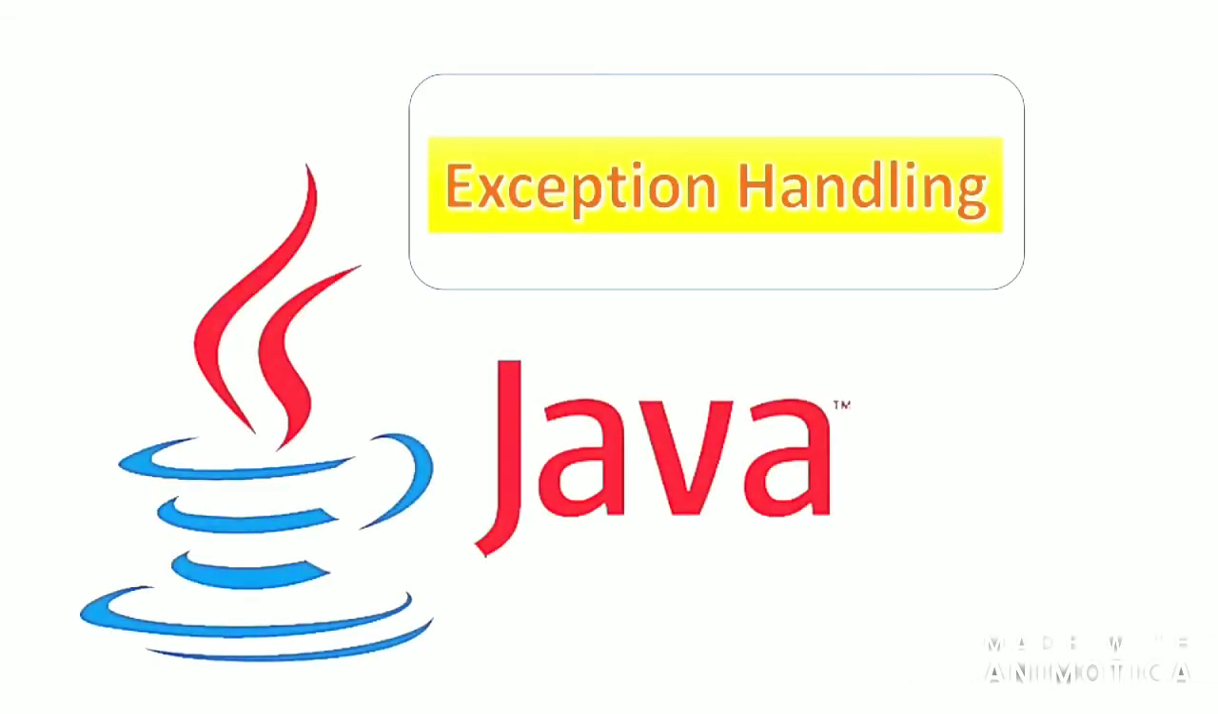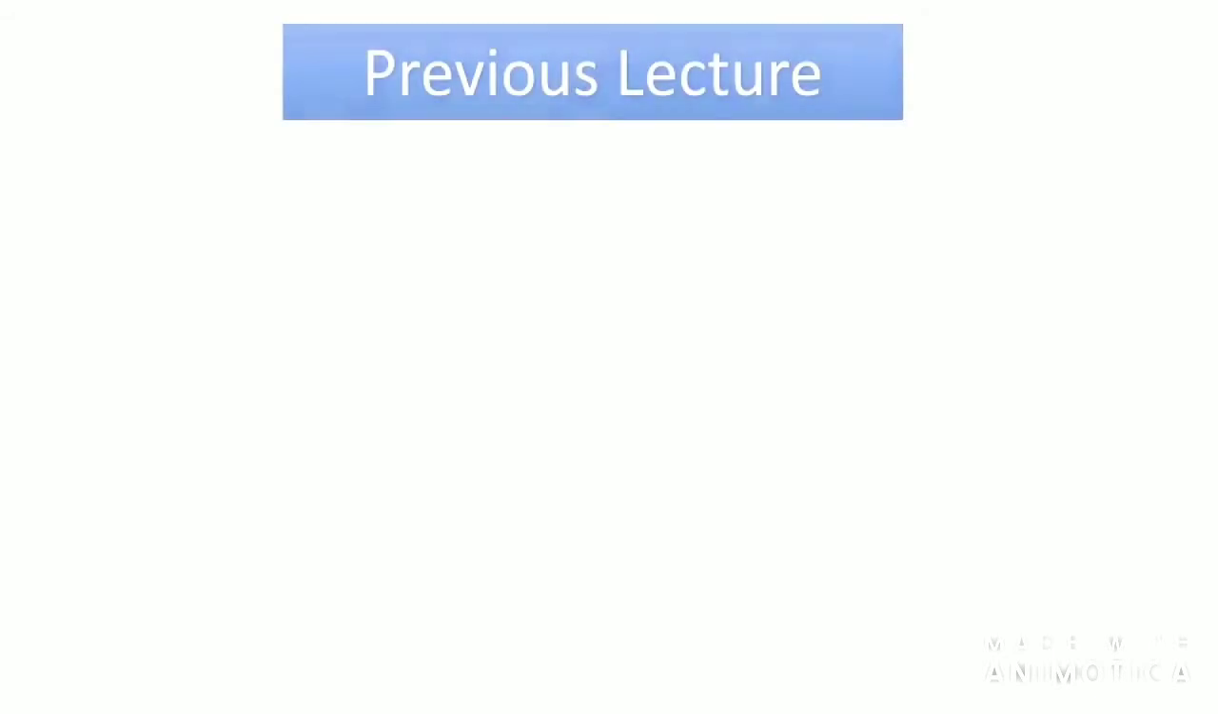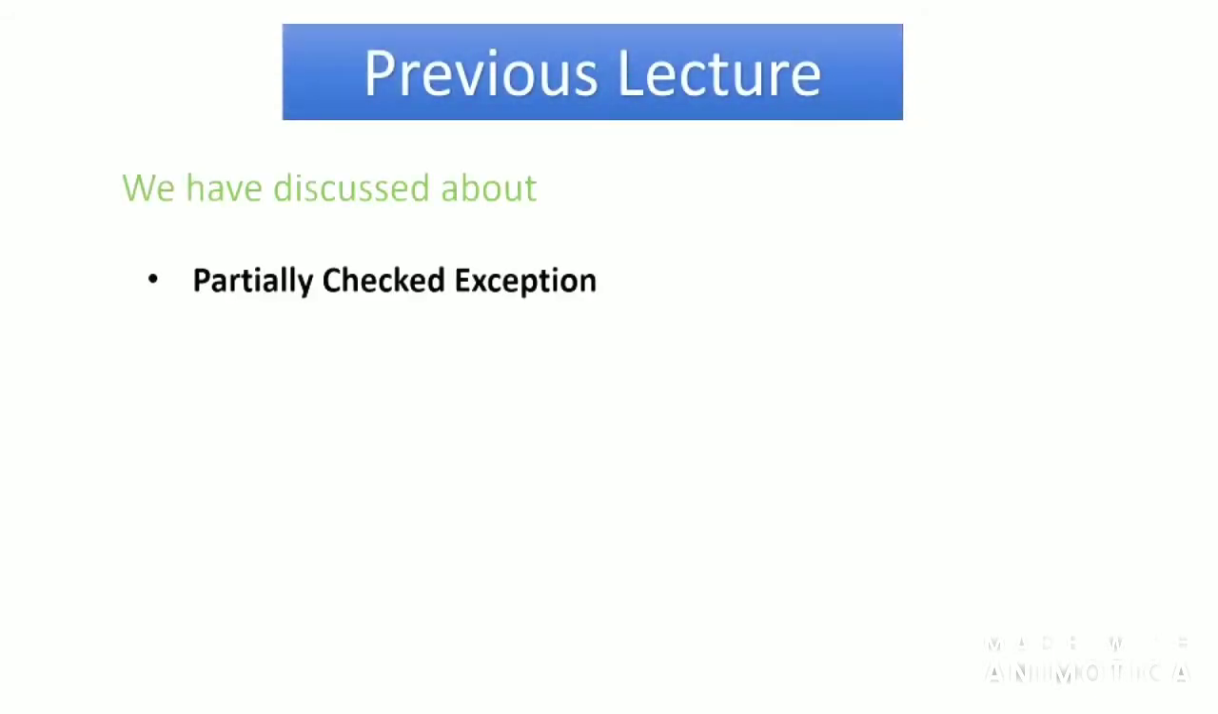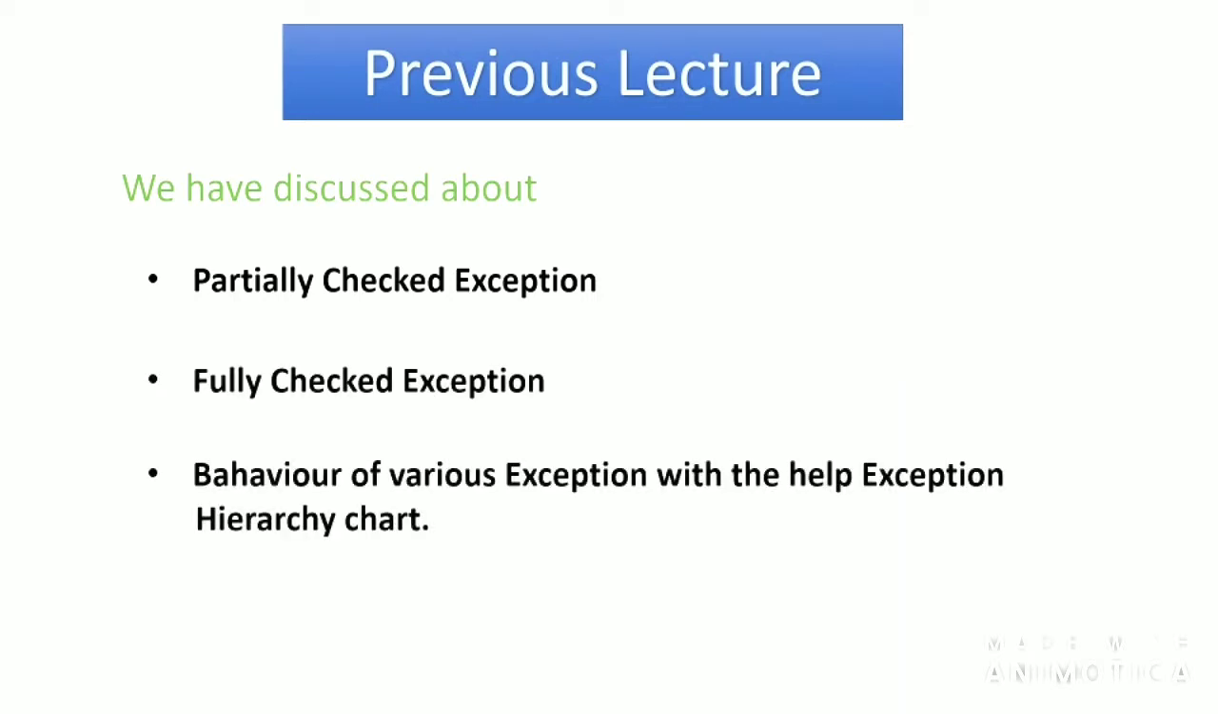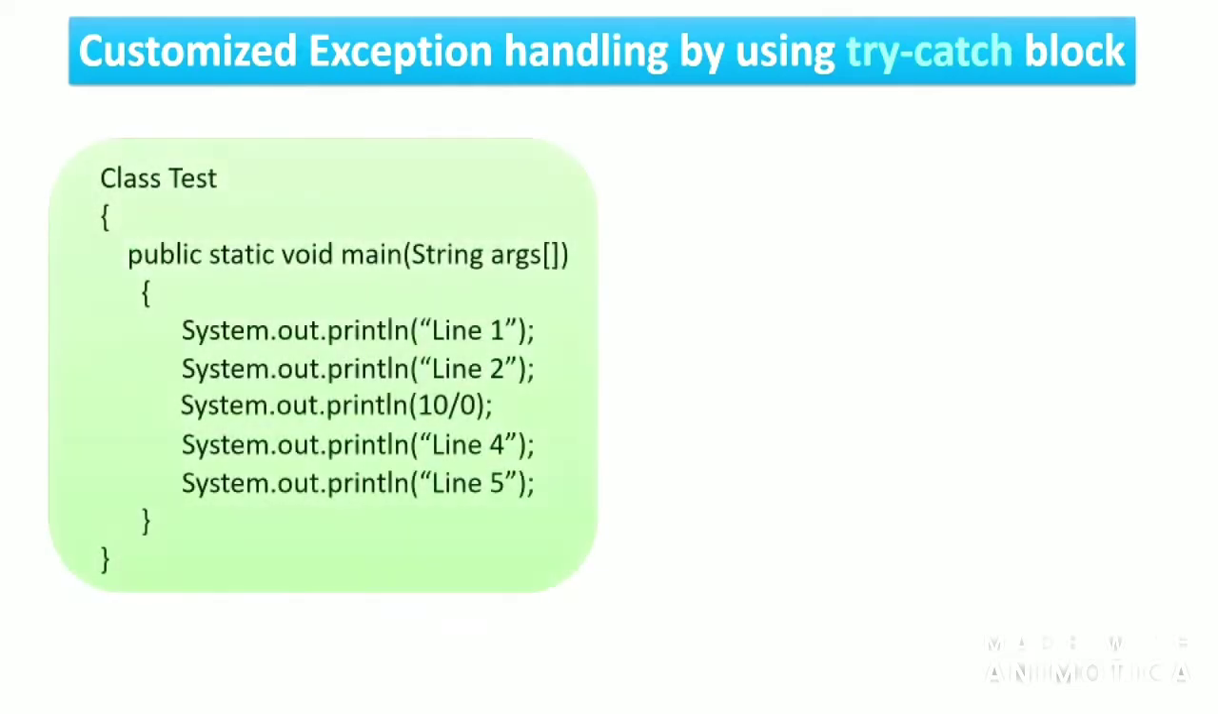Let's start the video. In the previous lecture, we discussed partially checked exception, fully checked exception, and the behavior of various exceptions with the help of the exception hierarchy chart. Now, in this tutorial, we are going to learn customized exception handling by using try and catch block. To understand this concept, let's take an example.